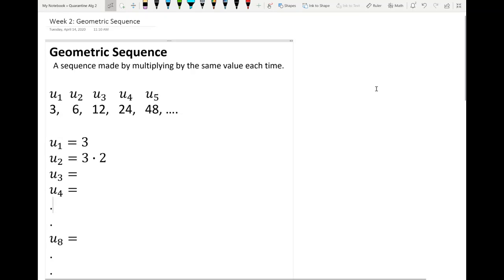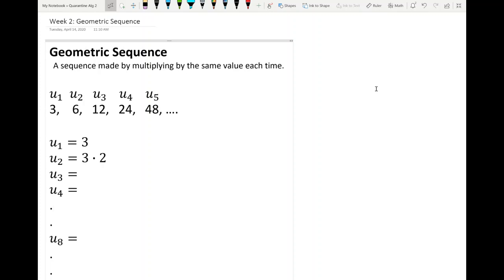This week, we will be talking about geometric sequence. If you look at this sequence, 3, 6, 12, 24, what do you notice? Please pause the video and think about it for a minute. Hopefully, you discover that one term of the sequence is multiplied by 2 to get to the next term.